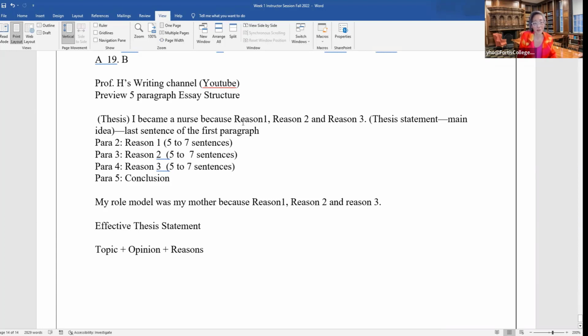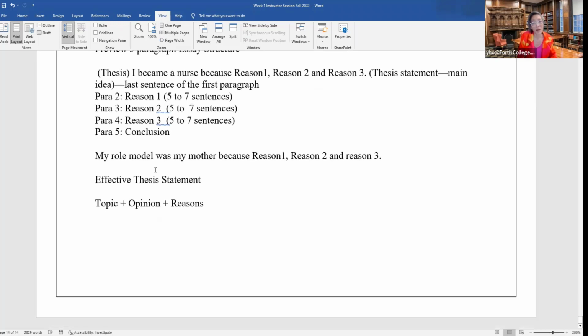So I became a nurse because reason 1, reason 2, reason 3. Then for reason 1, you write 5 to 7 sentences, reason 2, 5 to 7 sentences, reason 3, 5 to 7 sentences. Or you can write my role model was my mother because reason 1, reason 2, reason 3. And so your thesis statement always has this formula: topic plus opinion plus reasons.